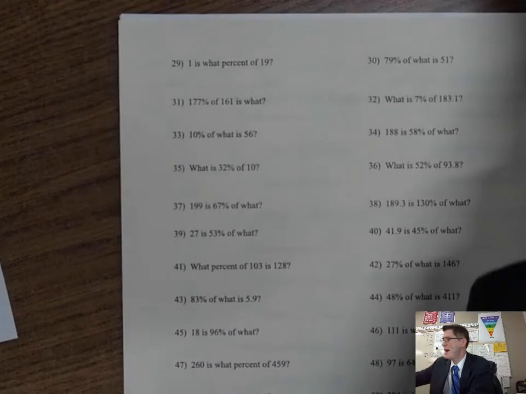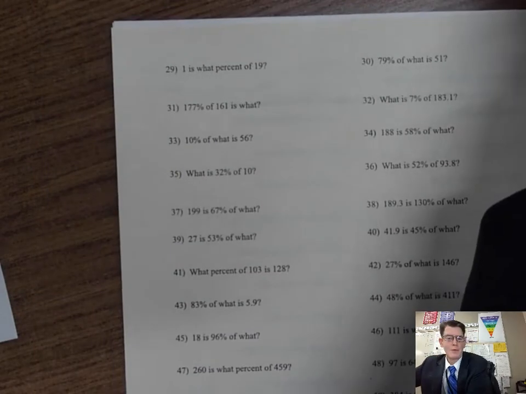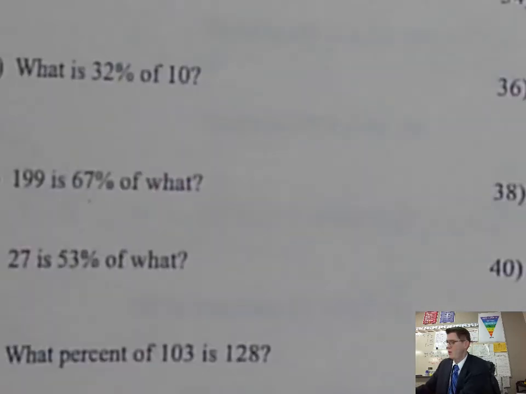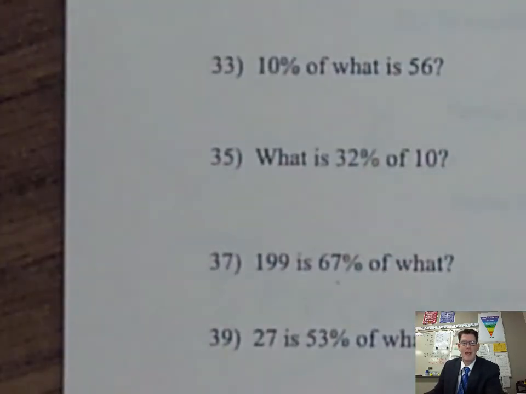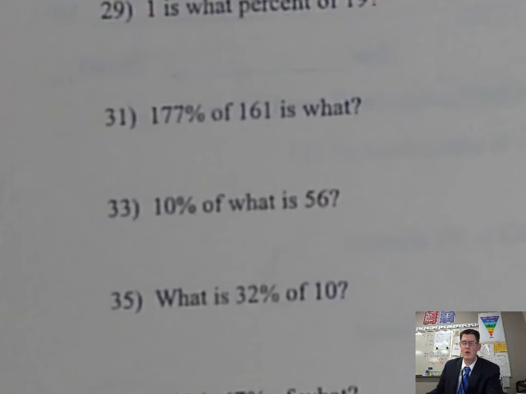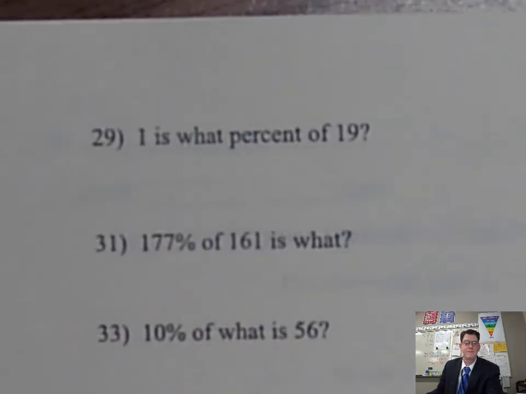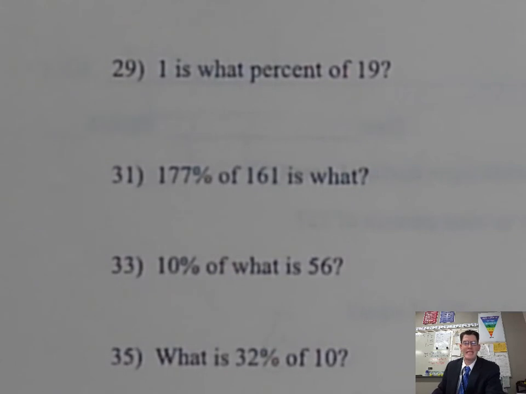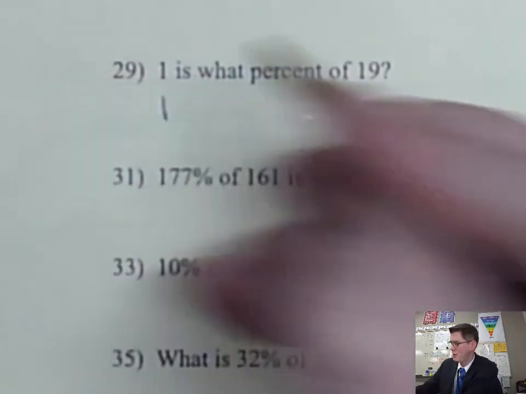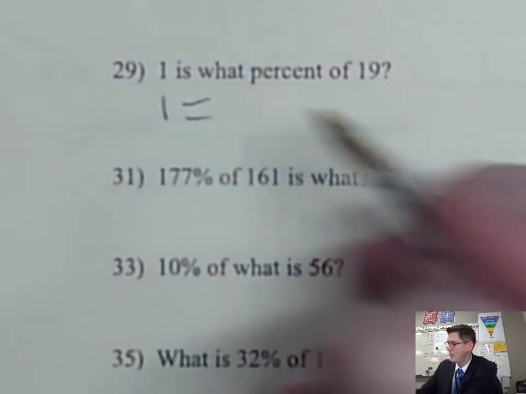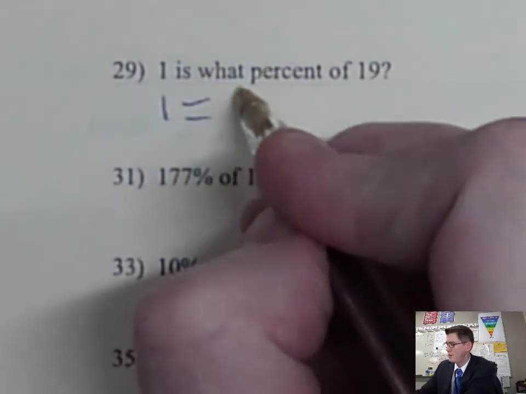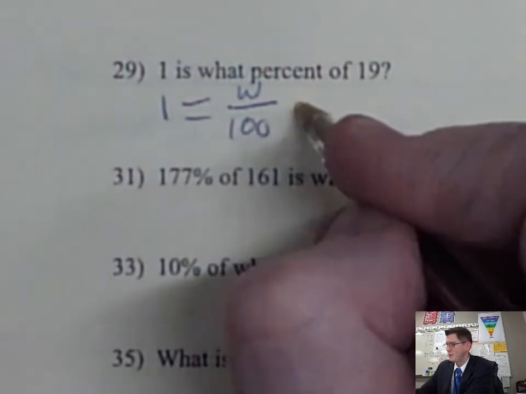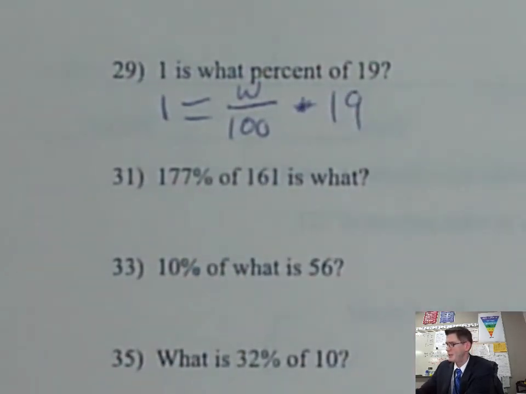Okay, welcome back. We're going to take the worksheet we worked on yesterday with the percent proportion, and now we're going to do it with the percent equation. There we go. 1 is what percent of 19? So writing the equation, 1 equals what percent times 19?